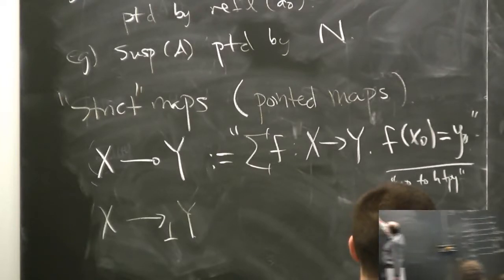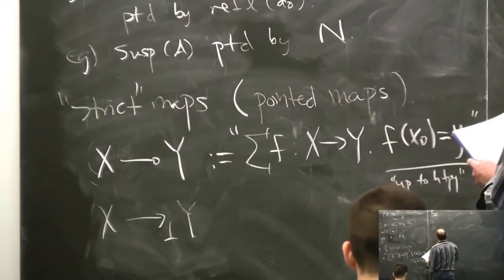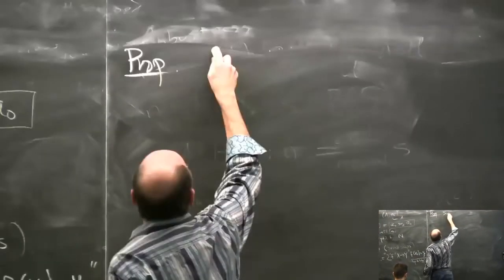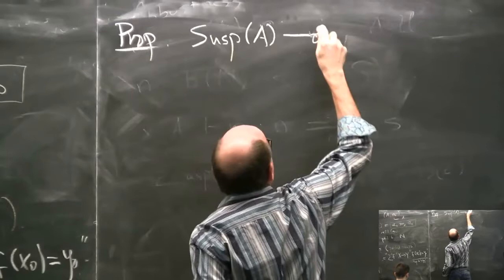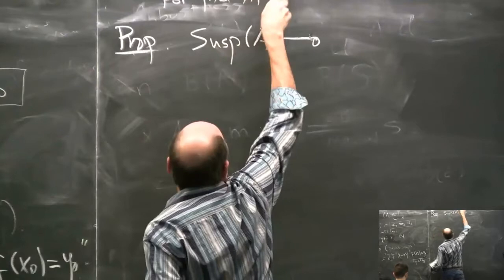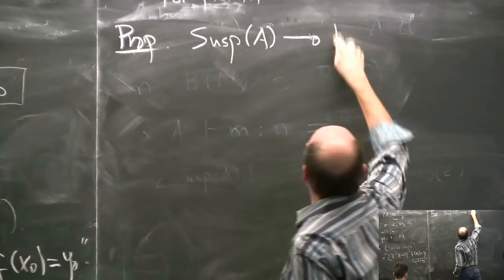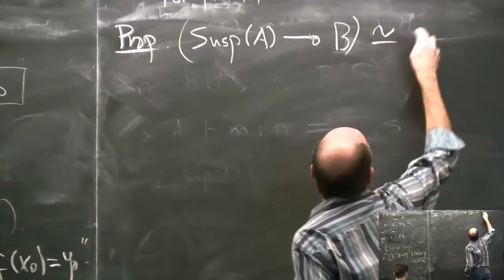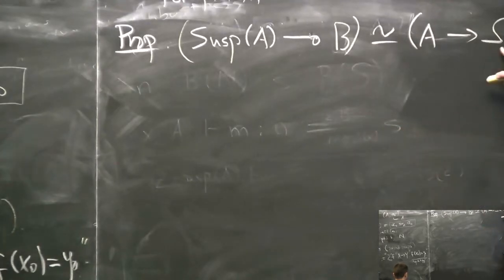So the thing that I want to consider here is the following proposition, which will be familiar modulo the notation. It says that the strict maps from the suspension of A into B, for pointed types, are equivalent to the maps from A into the loop space of B. This really means the loop space based at the base point.